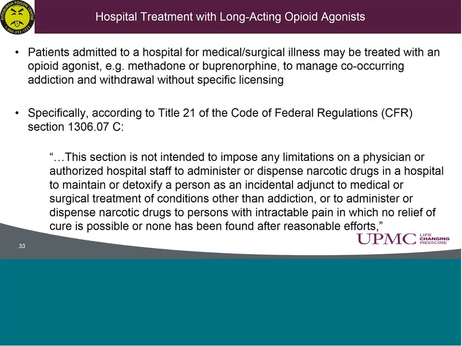The other part of the acute care is for those who are admitted to a hospital, not admitted for detox or inpatient addiction treatment, but specifically for some other medical or surgical illness. And what we know from the Code of Federal Regulations, specifically quoted here, is that we are allowed to treat and maintain patients on long-acting opioids, again, without any specific provider licensing or facility licensing as an opioid treatment provider.